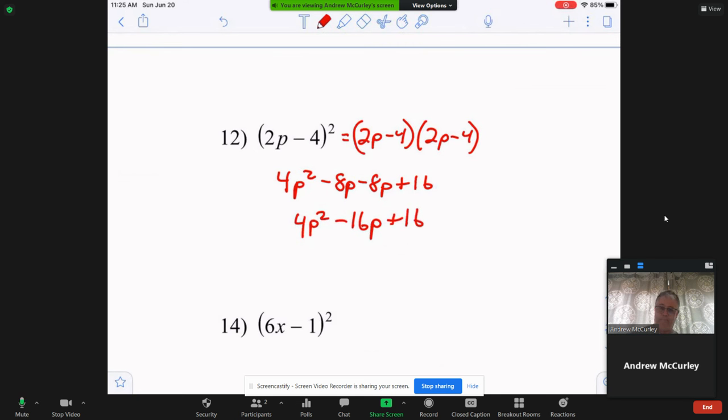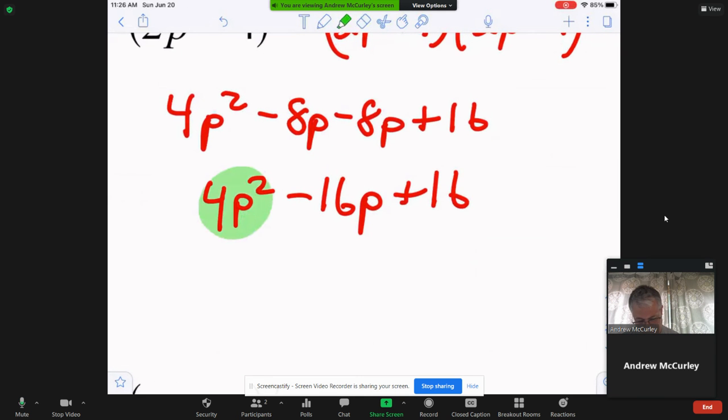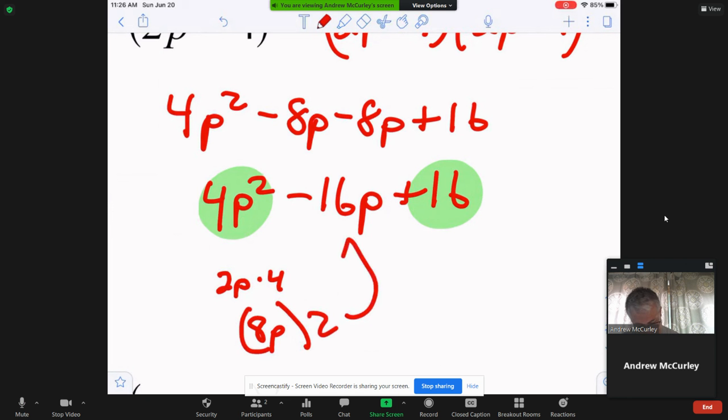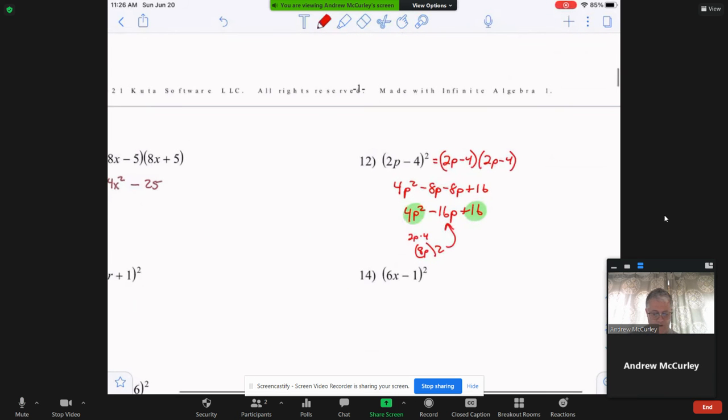Now that is what we call a perfect square trinomial. What that means, and this is important, is this is a perfect square, and this is a perfect square. If I take their square roots, which is 2p and 4, and multiply them together, that's 8p. If I were to double that, it gives me that 16p in the middle. That means it matches and it is a perfect square trinomial. So you can use that pattern to do this a little easier.